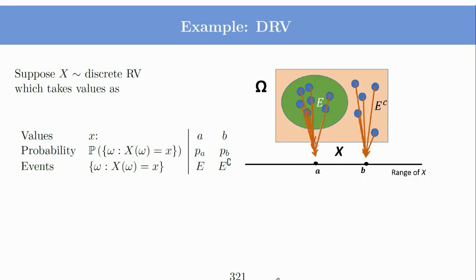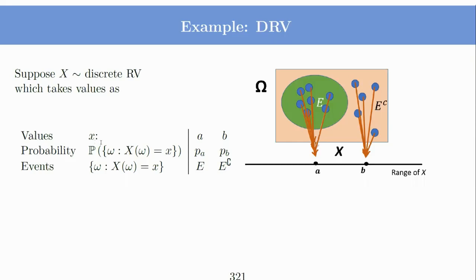So you can see there is some sample space here, and all the outcomes here map to A, and all the outcomes here map to B. So let us denote this set by E, this event E, which contains all the omega which map to A. And the rest will be E complement. This is made from all outcomes which map to B.